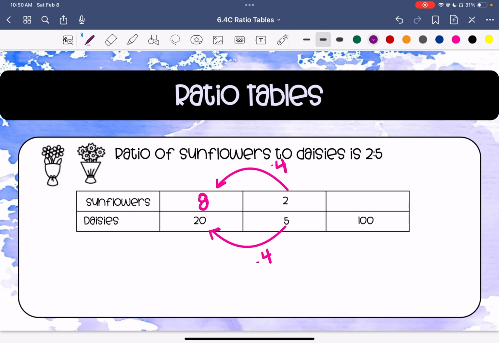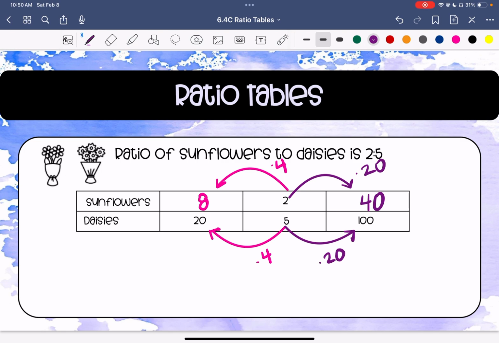Now, we're going to go a different direction because if there's 100 daisies, you want to know how many sunflowers there are. So the relationship from 5 to 100, well, if you scale 5 by 20, you get 100. Now, in order to keep the ratio equivalent, you would also have to scale the number of flowers. So that means you would scale that by 20 and it would give you 40 sunflowers.